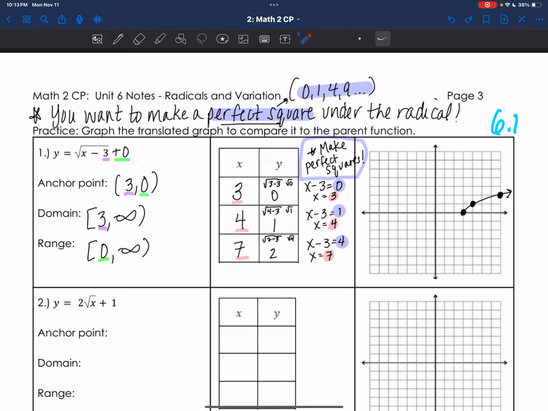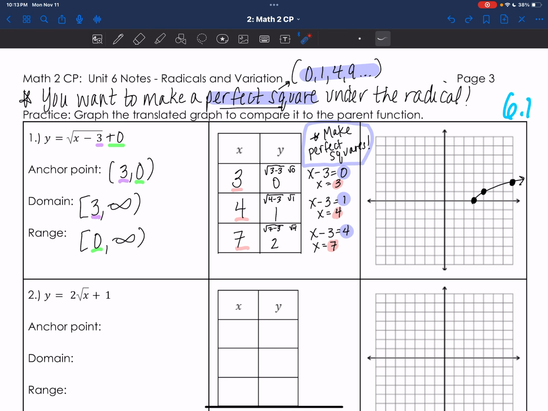And now, let's go over graphing them. So the goal is you want to make a perfect square under the radical, because if you get a perfect square under here, it's going to make your points a lot easier to plot. So let's go ahead. What I did is I want to get what minus 3 equals 0. Well, 3 minus 3 equals 0, that works there. And here we want to get a perfect square, so our next perfect square is 1. So we have to think 4 minus 3 equals 1, and that's why we chose 4 here.